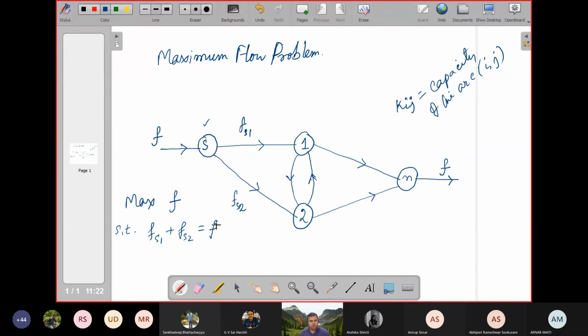Assuming that the source will not hold any flow, so whatever is available it will supply to the other nodes, right? Do you agree with it or not? So similarly, can you tell me what will be the constraint for node 1?